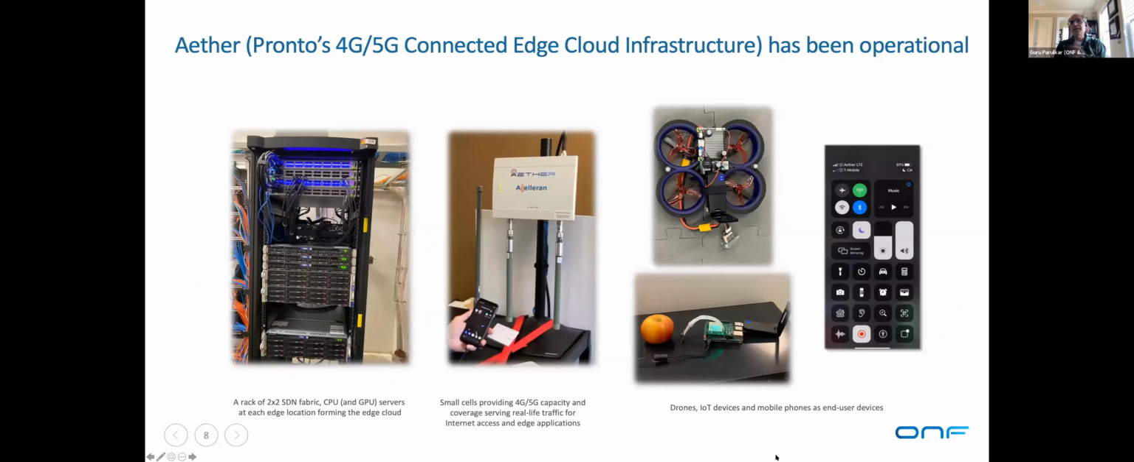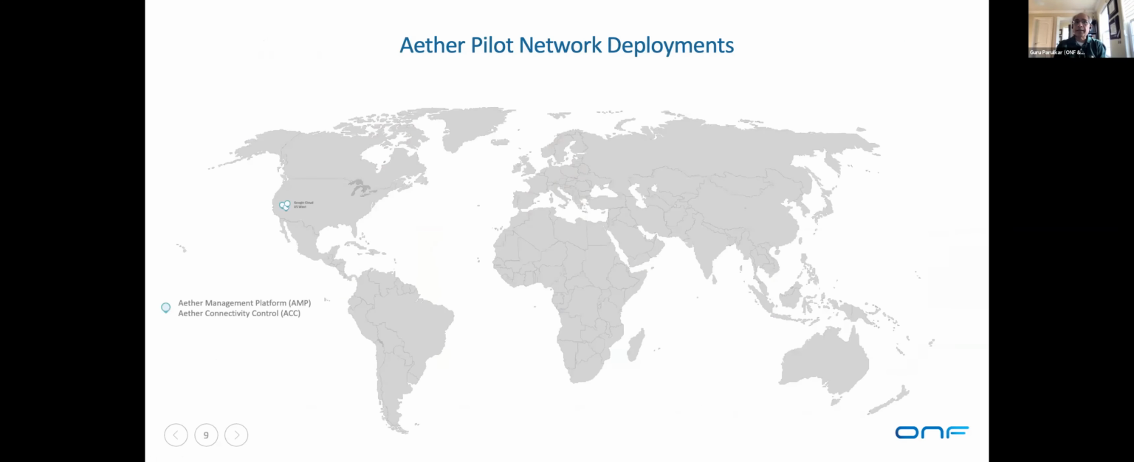Now, this is what it currently looks like. There is a cluster of servers. This is the edge cloud, our version of edge cloud with servers and an SDN fabric. Right now we are using 4G. Very soon we will replace that with a 5G radio, which is O-RAN compliant, a number of IoT devices, including drones, and then of course, a number of smartphones that are connected to this. It is already deployed.